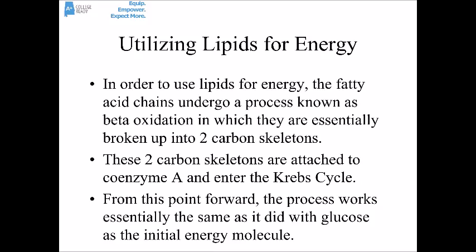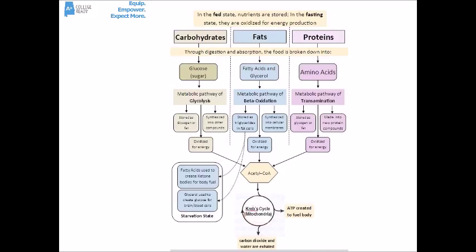Lipids, on the other hand, can also be used. Lipids are composed of a glycerol molecule and these long chains of carbons and hydrogens called fatty acids. To use lipids for energy, the long carbon chains, the fatty acid chains, are essentially cut up into 2 carbon skeletons. This is called beta oxidation. These 2 carbon skeletons are attached to coenzyme A and essentially form acetyl coenzyme A, which can then enter the Krebs cycle. From that point forward, the process works essentially almost just like it did with glucose as the initial energy source. So here we can see that happening.